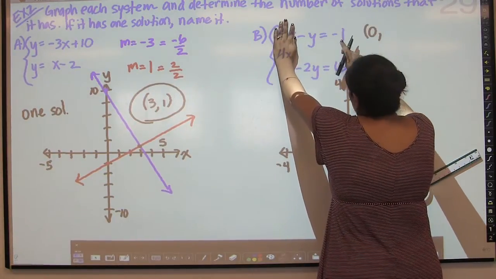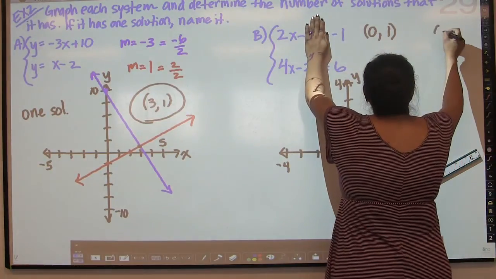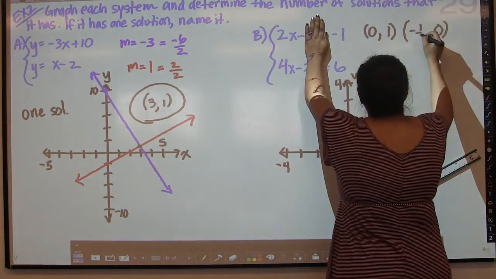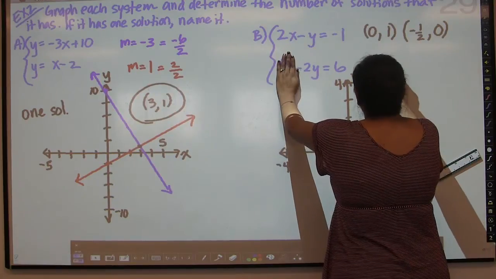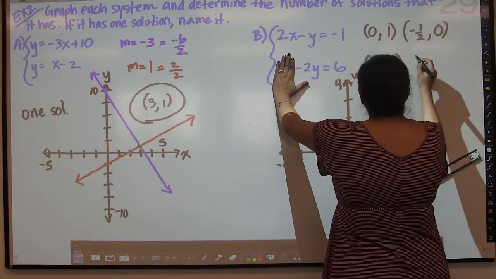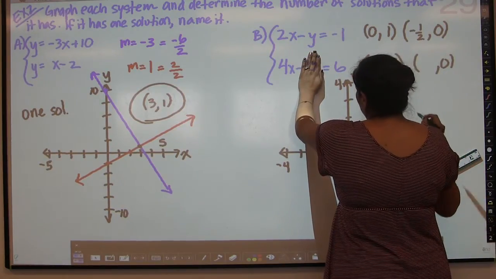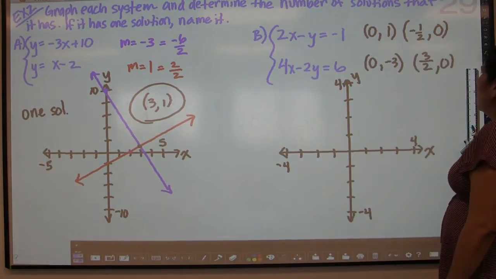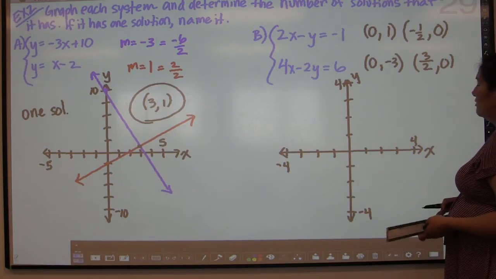And when I hide the x, I get negative 1 divided by negative 1, which is positive 1. And then when I hide y, I get negative 1 divided by 2, which is negative 1/2. In the second case, I hide the x, and I get 6 divided by negative 2, which is negative 3. And then when I hide the y, I get 6 divided by 4, which is 3/2. Okay? So now I just use my x and y intercepts to graph these lines.